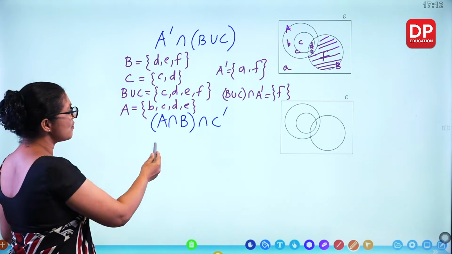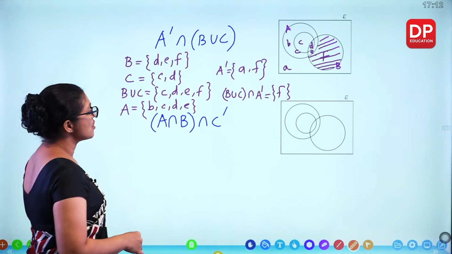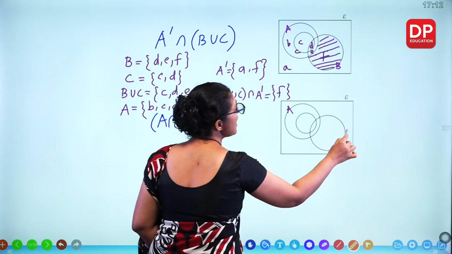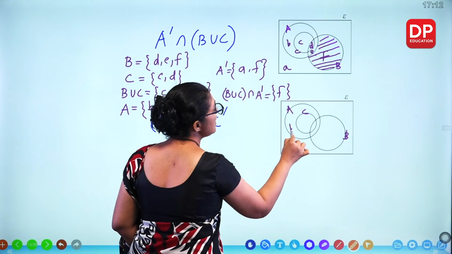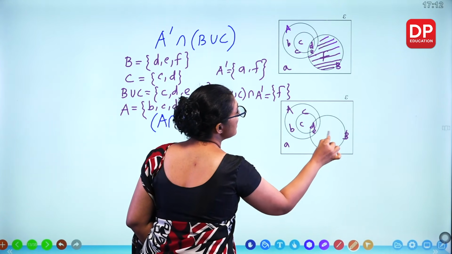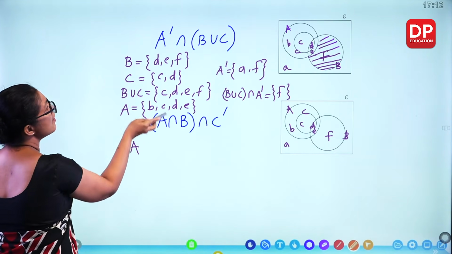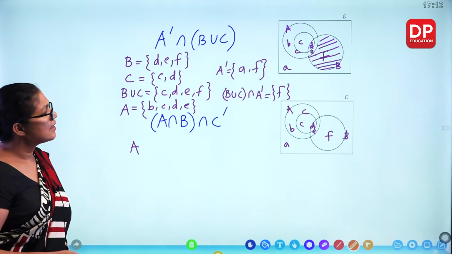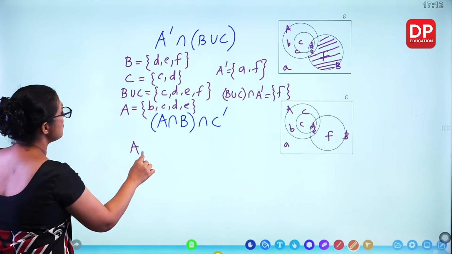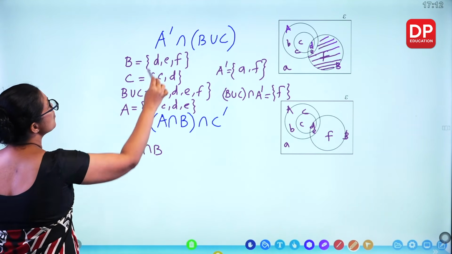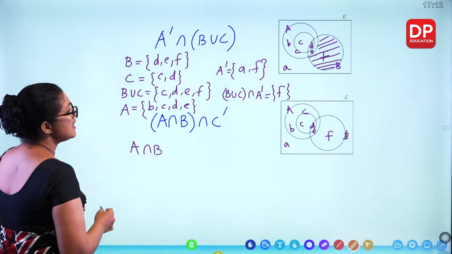Now we'll take a different one. A intersection B intersection C dash. So we'll take this as capital A, capital B and capital C, and label the elements A, B, C, D, E, F. Now here we took the same region, so we can use the same data. So A intersection B we can find out using these two. What's common to A as well as B? D, E.